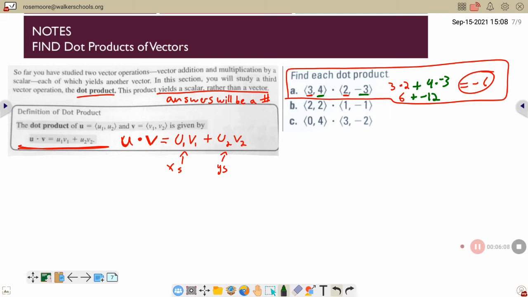Okay, so I'm going to do B down here so I'll have enough room. So B says 2 comma 2 is my first vector. Dot, see the dot? 1 times negative 1.